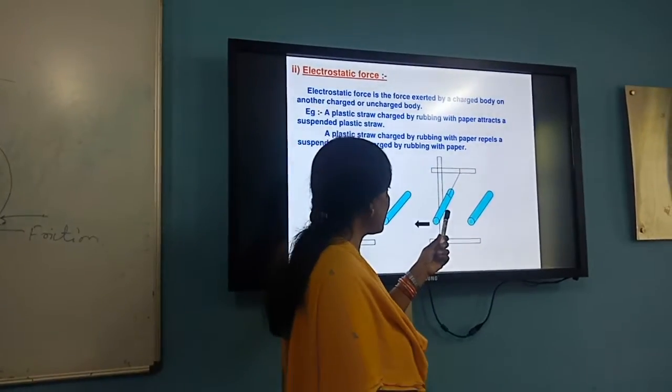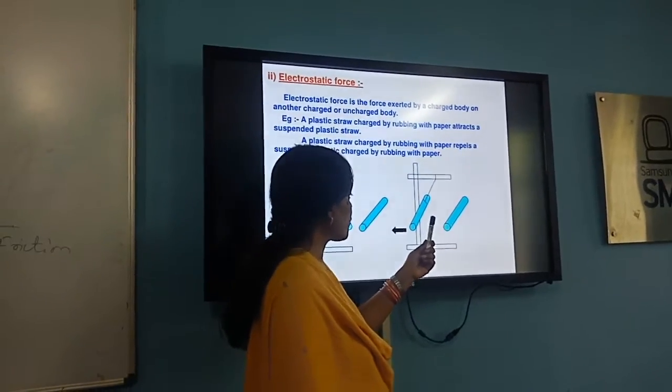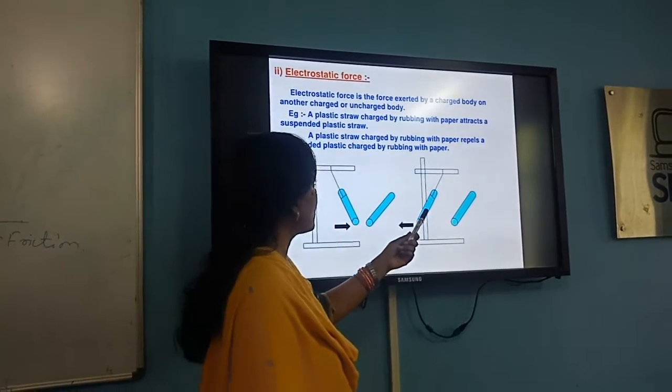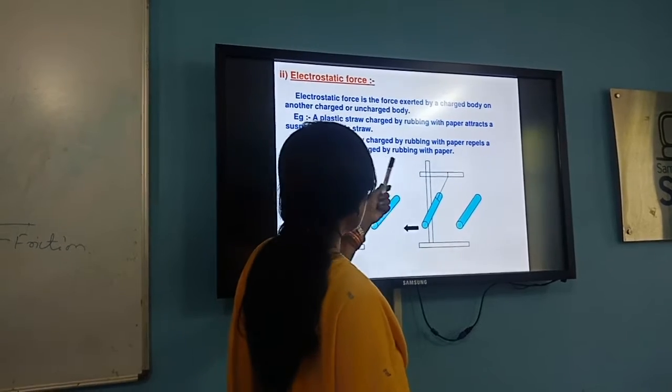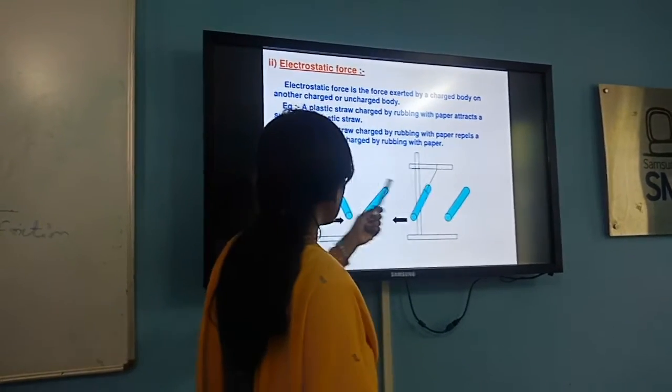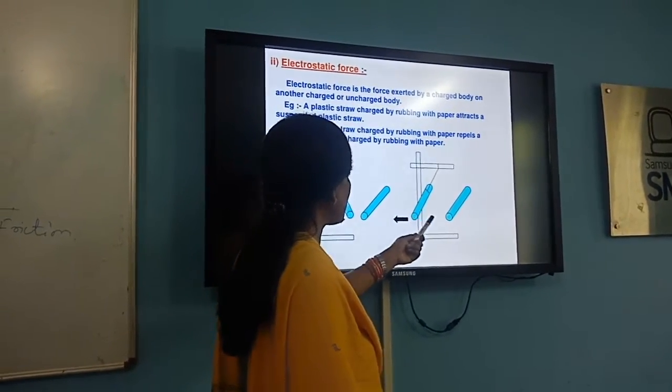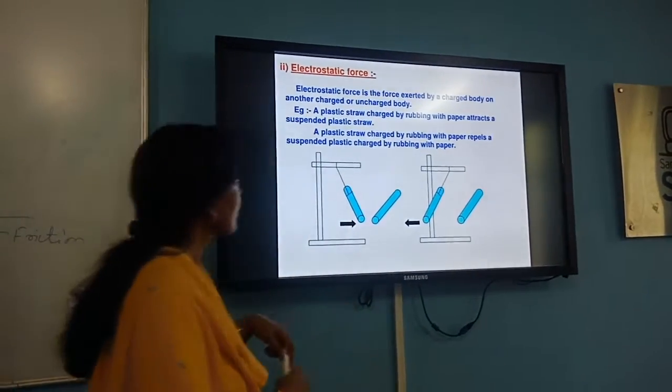Here these two plastic straws are charged, and they repel each other. A plastic straw charged by rubbing with paper repels a suspended plastic straw charged by rubbing with paper. So this is the electrostatic force.